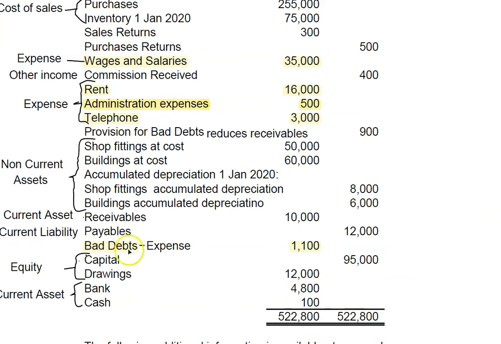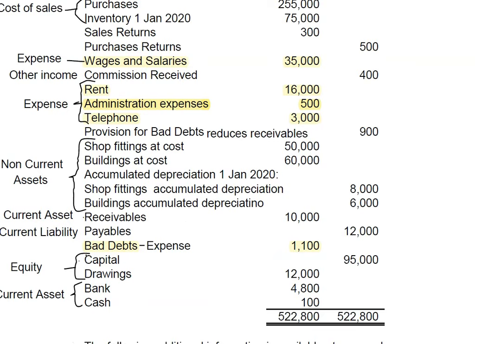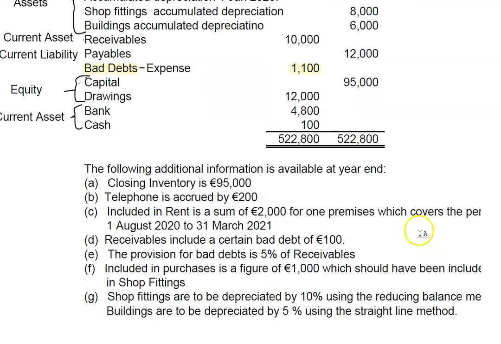So to go back here, we have 1, 2, 3, 4, 5 expenses in the trial balance. And here they are. Here I've just listed them down: wages, rent, admin, telephone, bad debts. They're the 5. And there are 2 others here. So always there'll be adjustments underneath the trial balance. And we need to go through them. But if you have a movement in the provision for bad debts, any movement goes into expenses. A reduction in the provision is like income or a minus expense. An increase in the provision for bad debts just gets shown as a normal expense, and I'll explain that later.